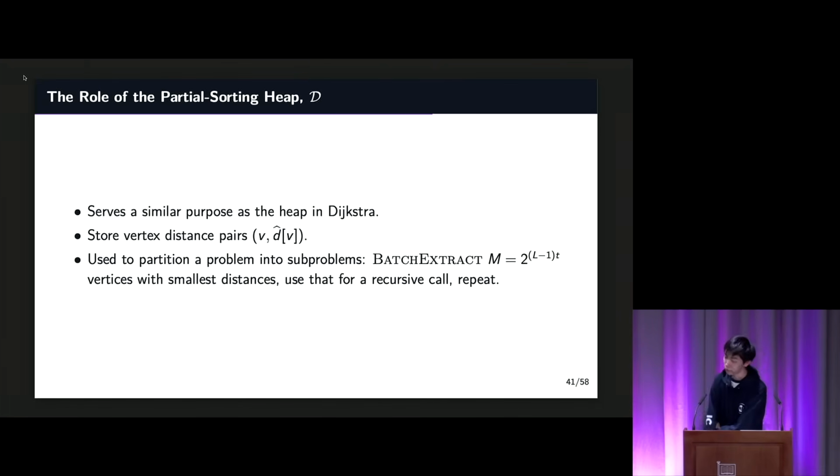I guess we have one more consideration here. A couple of slides ago, we wanted to partition a set of vertices into 2 to the power t subsets, where we want a partial sorted order of vertices by their estimated distances. Well, it turns out we can use the partial sorting heap, D, exactly for this purpose. Conceptually, this heap serves a similar purpose as the heap in Dijkstra, where we store some vertex-distance pairs. When we want to recurse into a new subproblem, we just have to batch extract m vertices with the smallest distances, use those vertices as the set for a recursive call, and then just repeat.